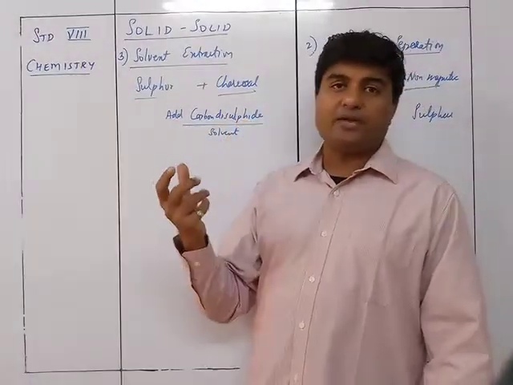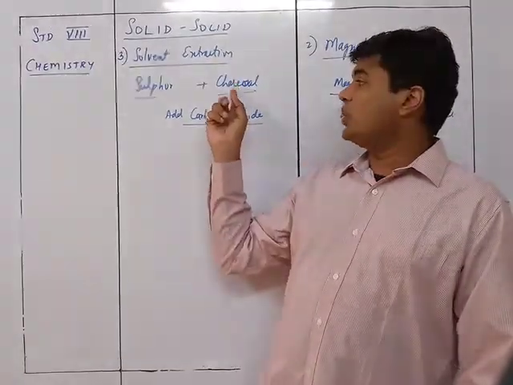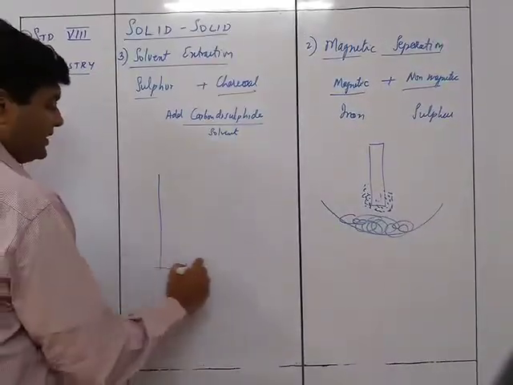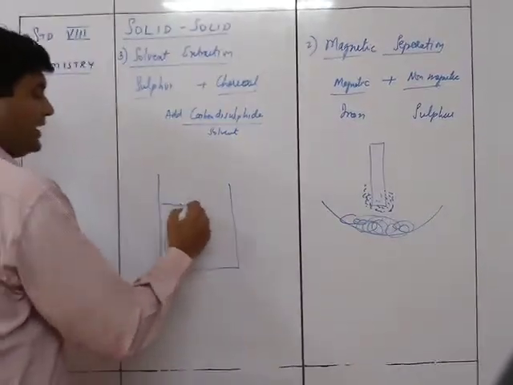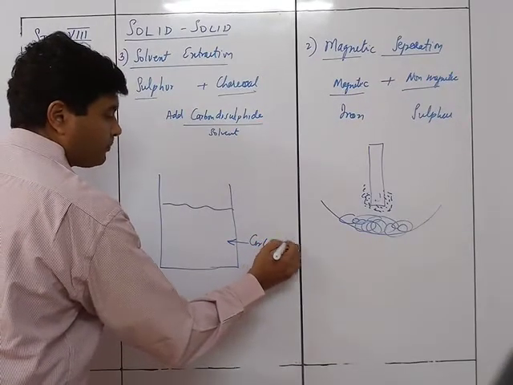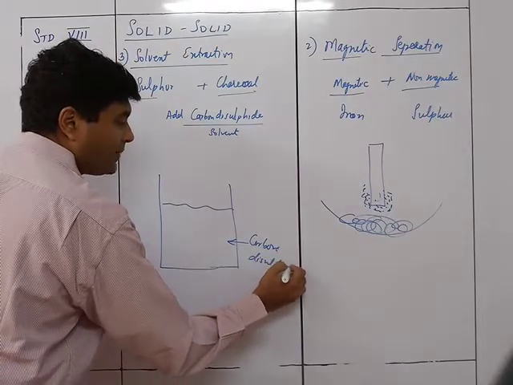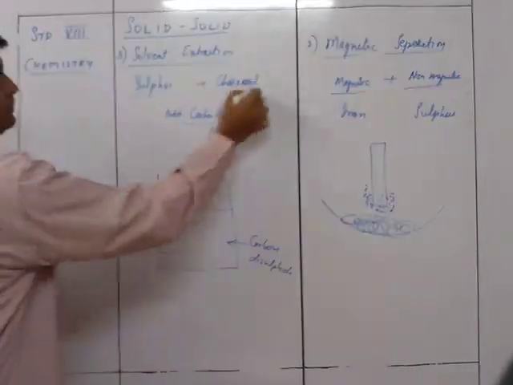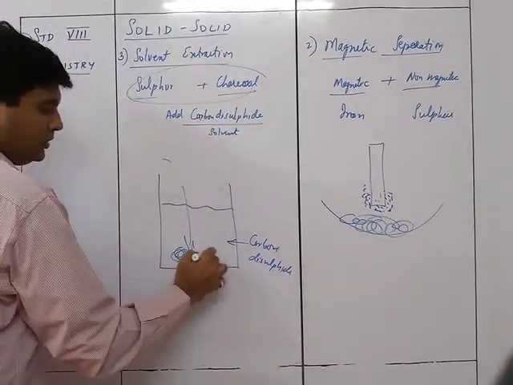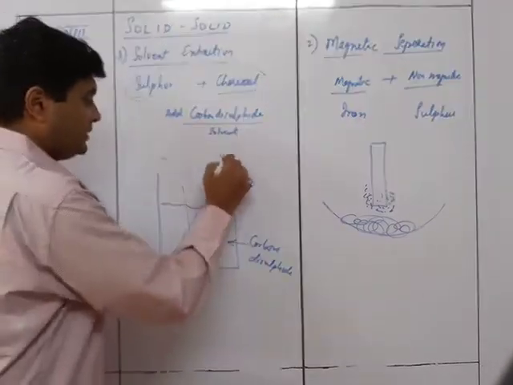Now when we take carbon disulfide, sulfur is going to dissolve in carbon disulfide, but charcoal will not dissolve in carbon disulfide. So what you can do is just take a container or a beaker containing this carbon disulfide. And to this carbon disulfide, you are adding this powder, and then you stir it. So you take a stirrer and you stir it.